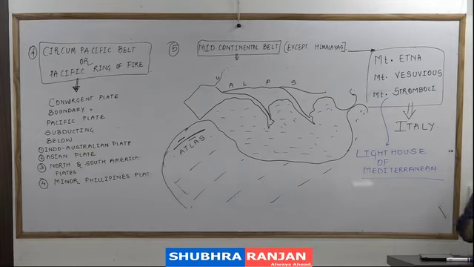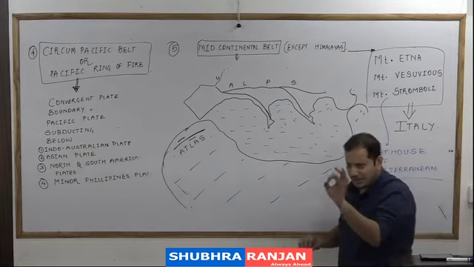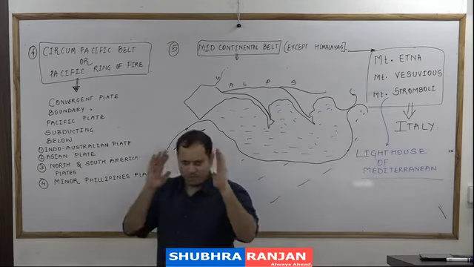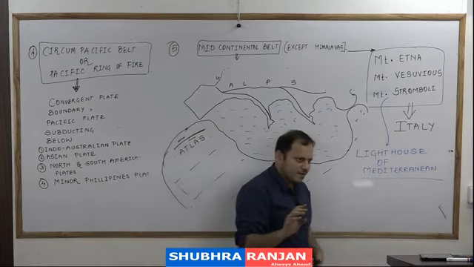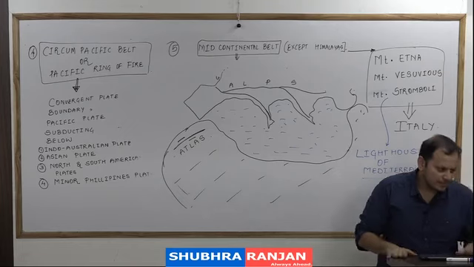Then there is Mount Stromboli, you won't find it, but Mount Stromboli is located near Mount Etna. सिर्फ इतना याद रखना, Mount Stromboli is in Italy. You won't find it there in this, near Etna.